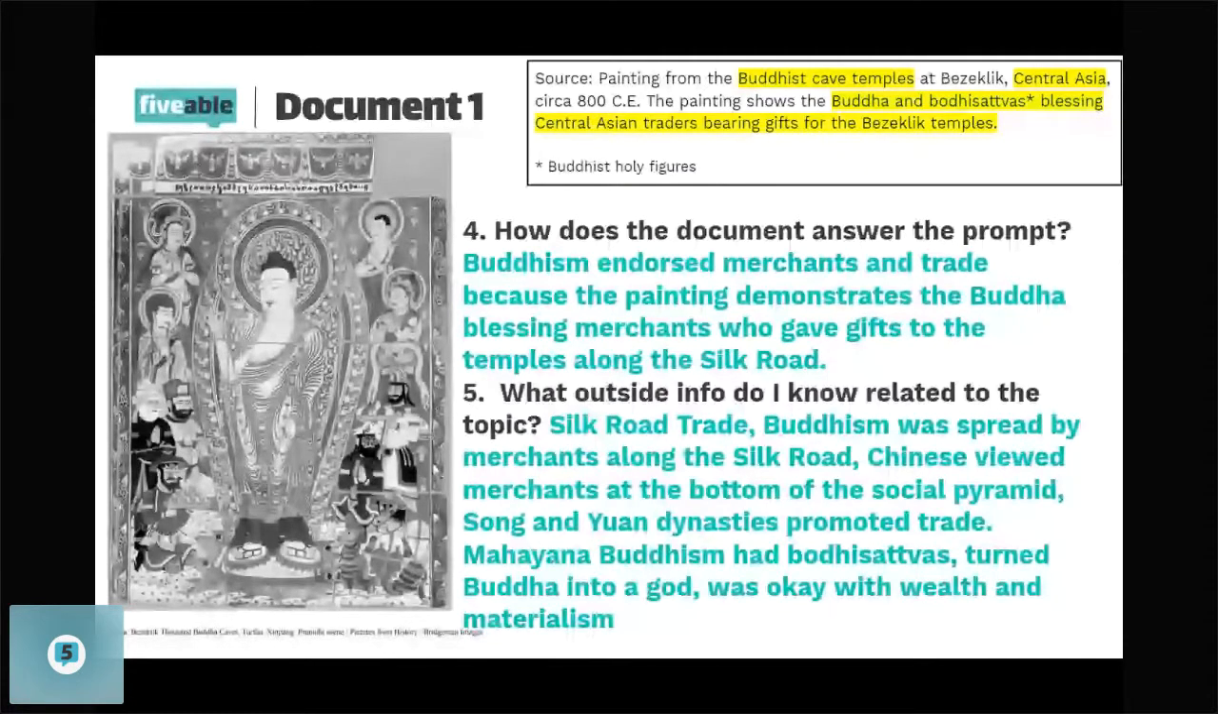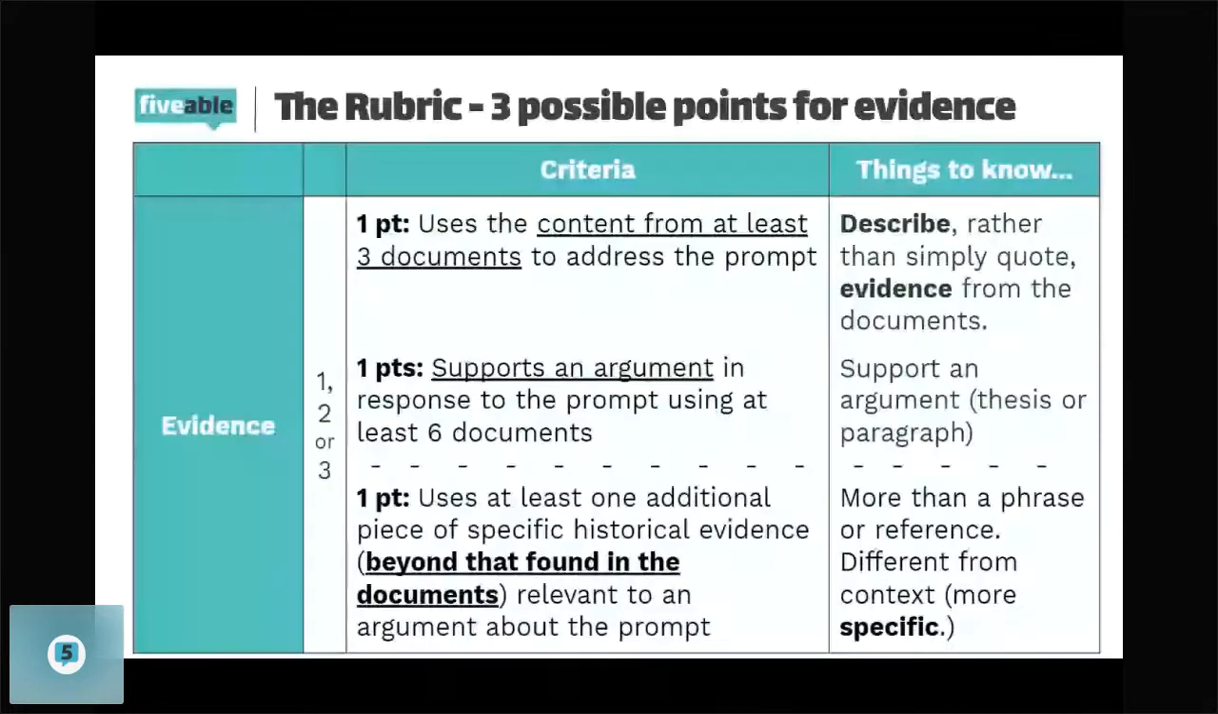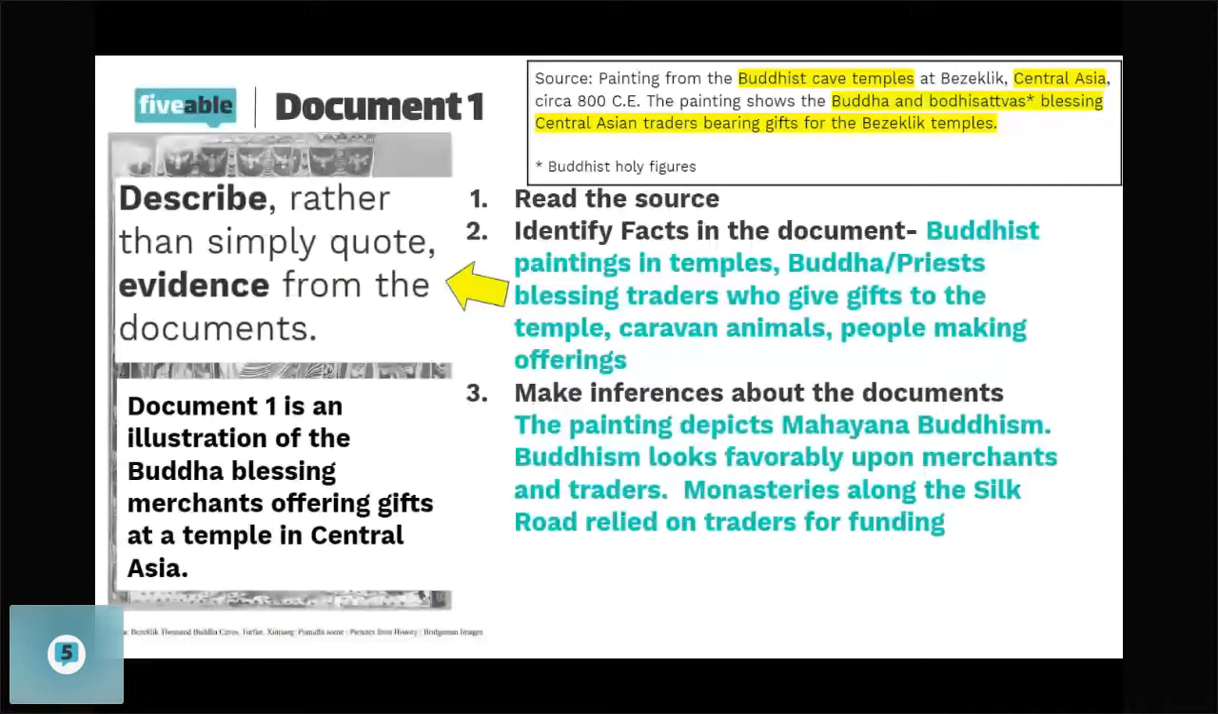All right, so let's go. Okay, so let's look back at our rubric points. I'm going to show you how I did this. Here are my facts, right? And we've got to describe rather than simply quote evidence from the documents. So I turned these facts into this sentence down here, and this is what I came up with.